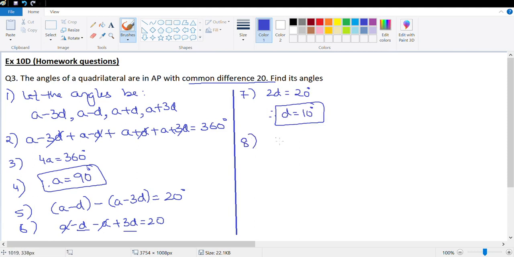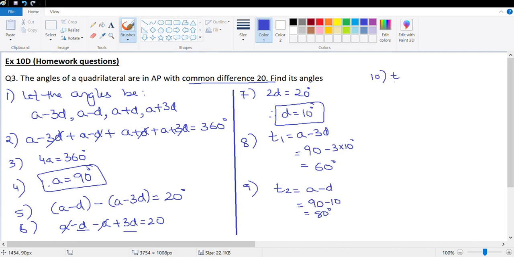Which means my first angle, which is T1, is a minus 3d. In this case, a is 90, minus 3 into 10, that's 30. So this is 60 degree. Term 2 is a minus d, which is 90 minus 10, which is equal to 80 degree. Similarly, term 3 is a plus d, which is 90 plus 10, and this is 100 degree. And term 4 is equal to a plus 3d, which is 90 plus 3 into 10, 30. So term 4 is 120 degree.